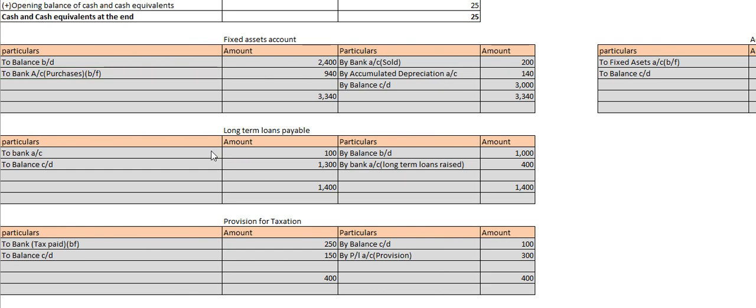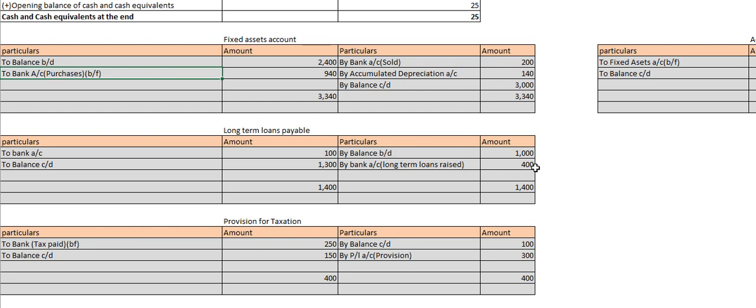Next we have our long-term loans payable account. By balance brought down 1000, to balance carried down 1300. So it will have a credit balance. Now if you see your adjustment, it tells repayment of term loan amounted to 100 lakhs. So to bank account, cash is moving out, which is 100 lakhs, and by bank account long-term loans raised, which is 400 lakhs, which you get from your balance sheet as the balancing figure of long-term loans.